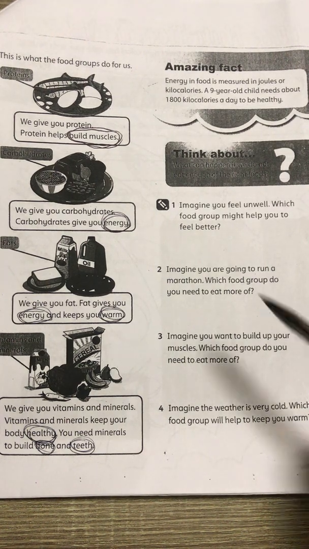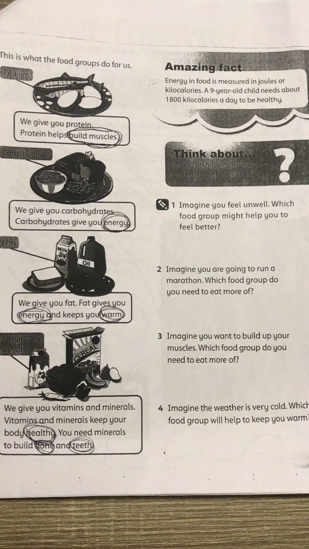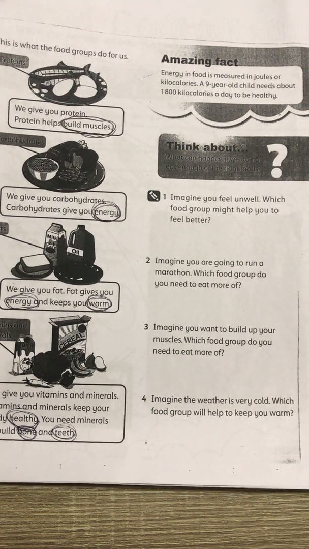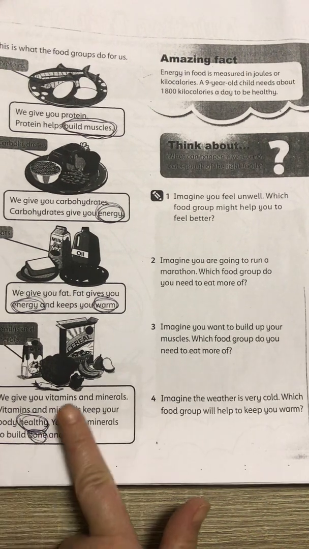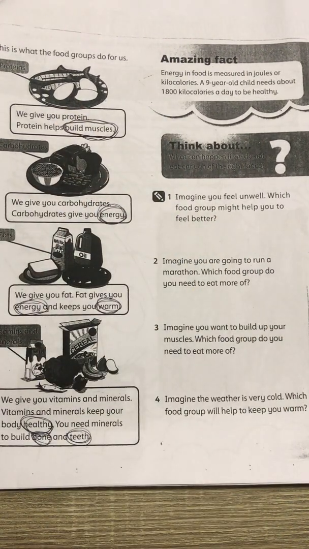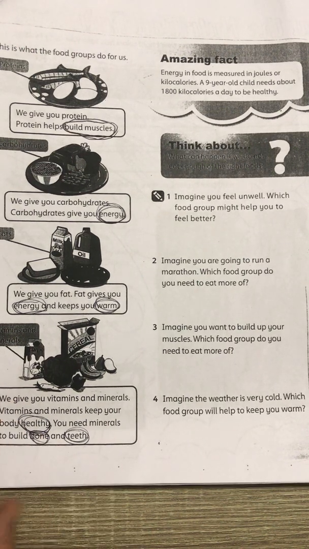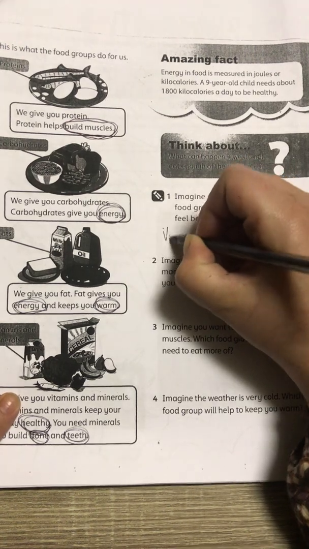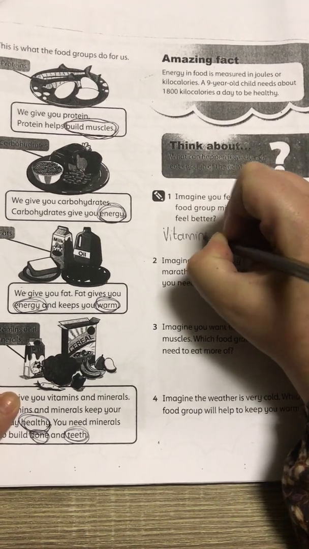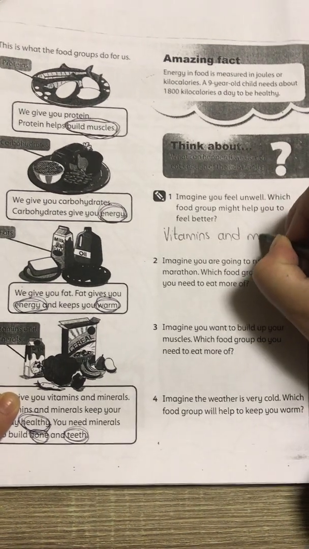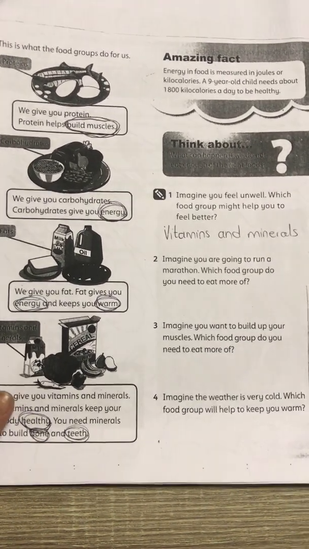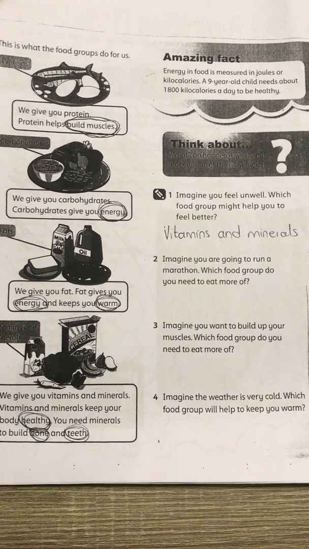Now, they say, what can happen if we do not eat enough of the right foods? Number one, we now need to decide based on what they do for us, what the correct answer might be. So, number one, imagine you feel unwell. Which food group might help you to feel better? So you are feeling sick, you want to feel healthy. We will need vitamins and minerals. So underneath that question, write vitamins and minerals. Pause if you're not finished.